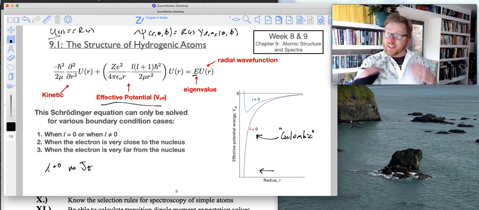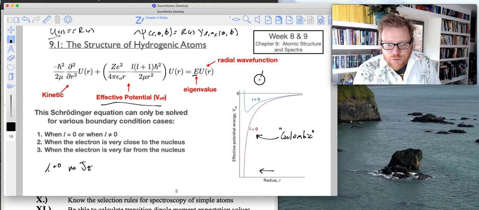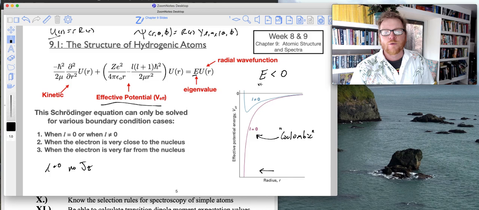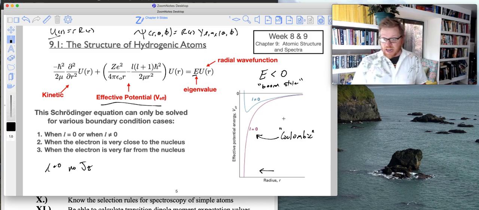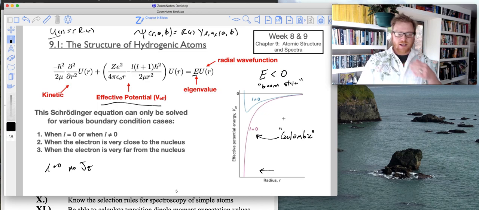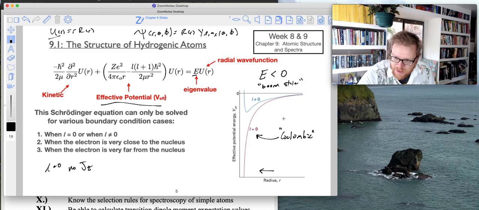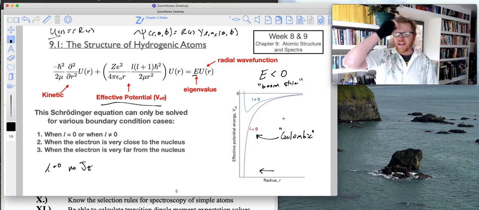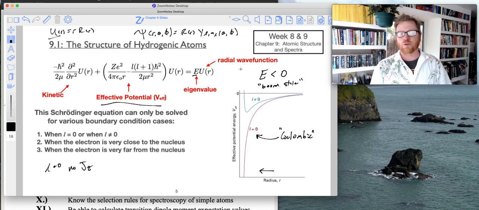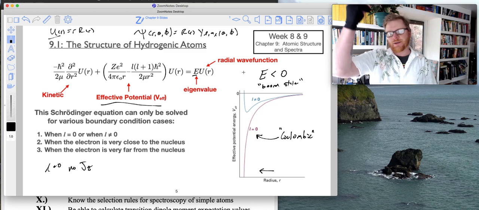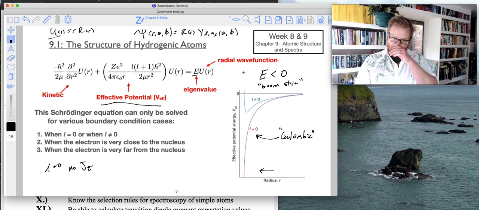So that's another condition that we're going to create: for all E less than 0 for any bound state. Because this Coulomb potential says the more attractive a force is, the more negative the potential gets, we have to also create this additional boundary condition that says for any bound state, the energy is less than 0 by definition, okay?